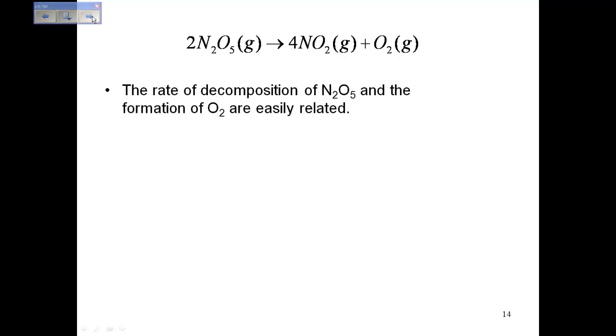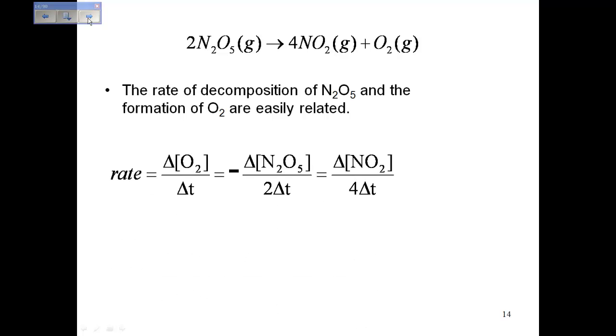Going back to our rate of decomposition of N2O5, I can write the rate equivalent to any one of these in terms of production or consumption. So you have your rate. I can write it in terms of the change in concentration of O2 over change in time. I can write it in terms of the change in concentration of N2O5 over change in time, and I have to put in my minus since that's consumption, it's a reactant. Or I can put it in terms of the production of NO2 over change in time. However, you have to realize I'm using different moles of these species, and I have to account for that.